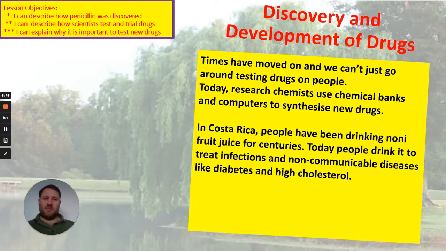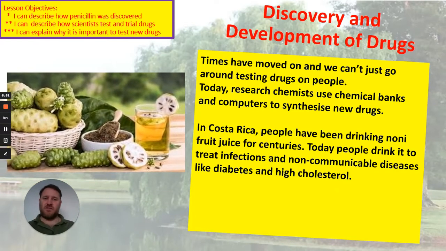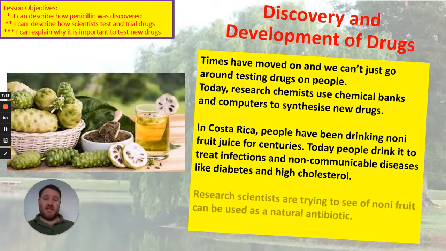And in Costa Rica, people have been drinking fruit juice from a fruit called noni, and you can see the noni on the left hand side. To me it looks a bit like a lime and a potato mixed together, but it's the juice itself that can treat infections and non-communicable diseases like diabetes and high cholesterol. And if you think about it, over in this part of the world we don't know what this fruit is. Why aren't we all drinking this to stop us getting diabetes and problems with our cholesterol? I know in Costa Rica they do.